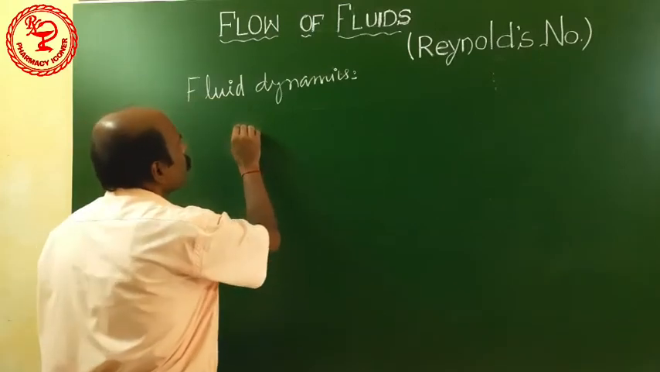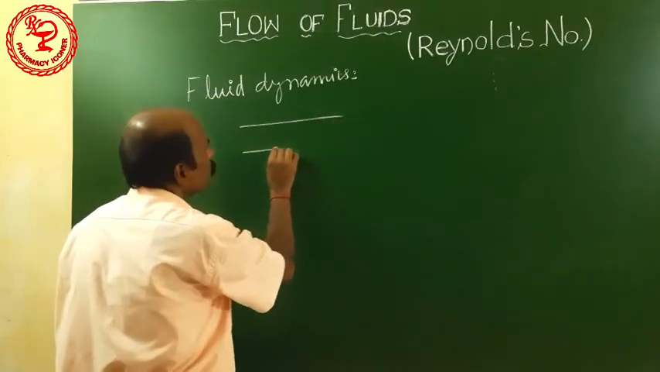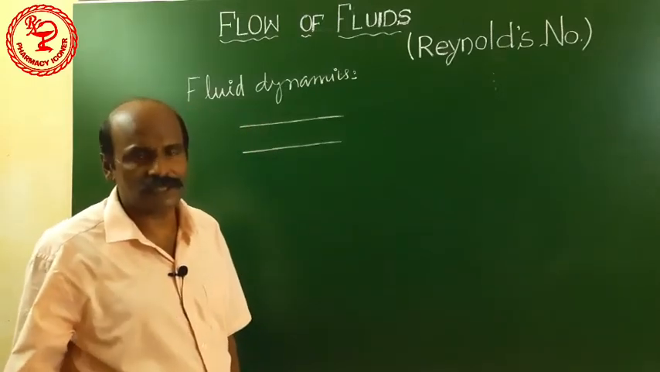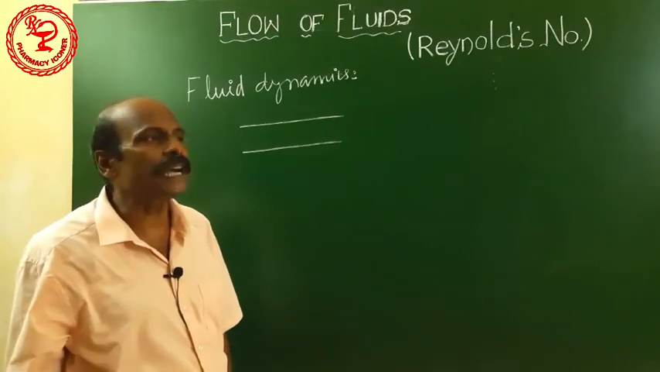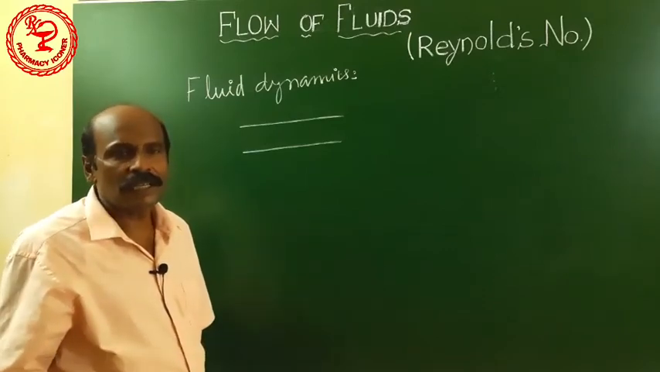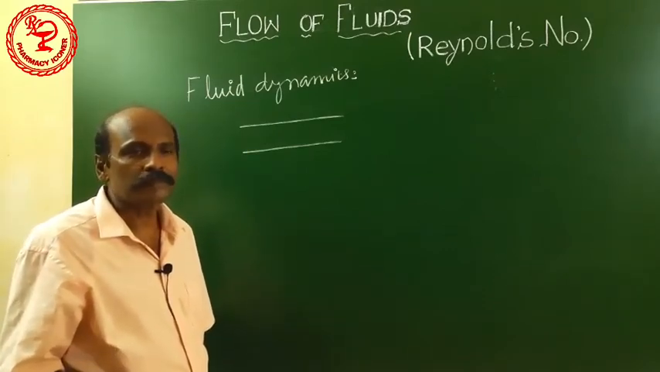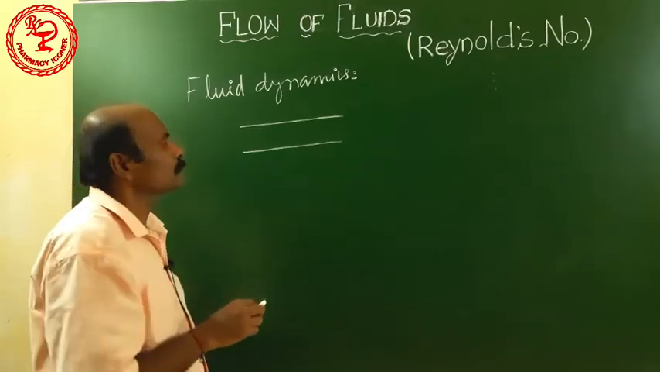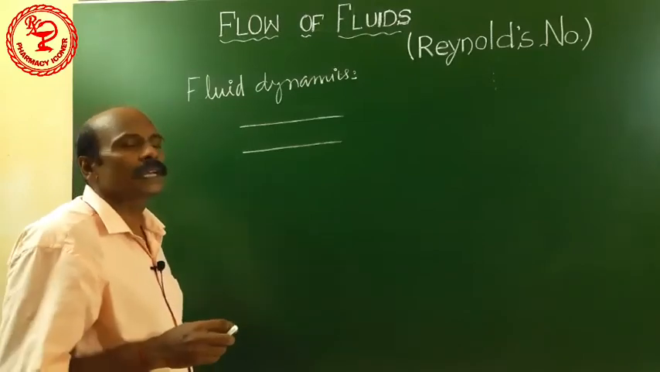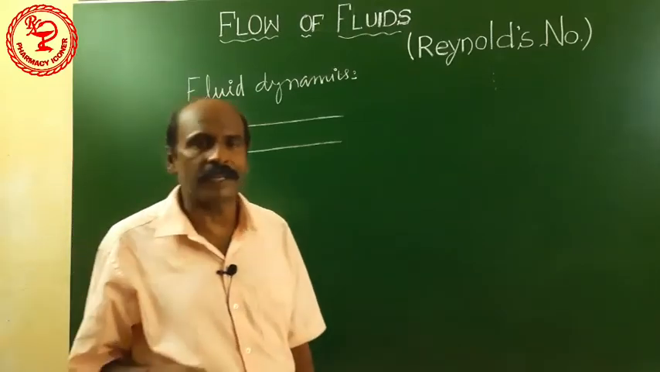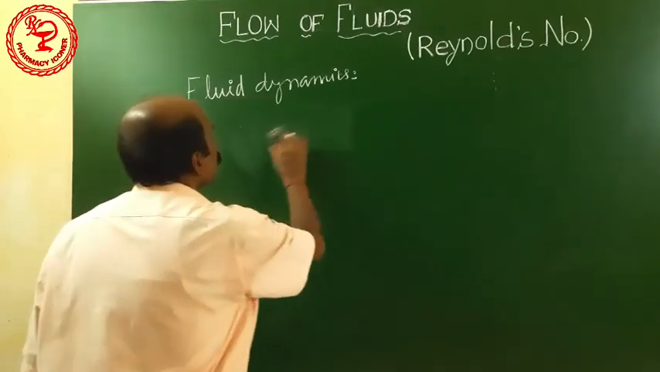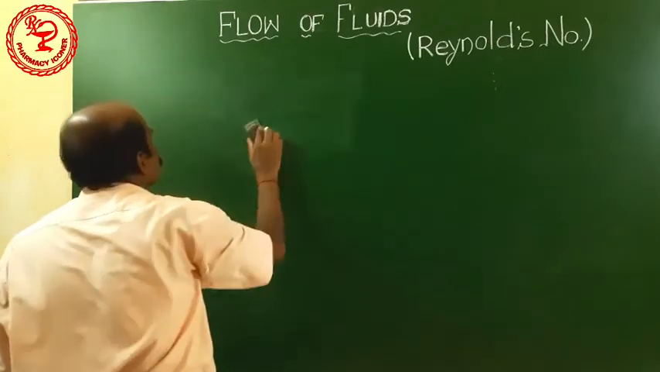You know, when fluid is flowing through a pipe, what will be its characteristics, what will be its nature, what will be the effect of diameter, effect of density, effect of viscosity. So to investigate all these characteristics, Osborne Reynolds performed an experiment that is called the Reynolds experiment.